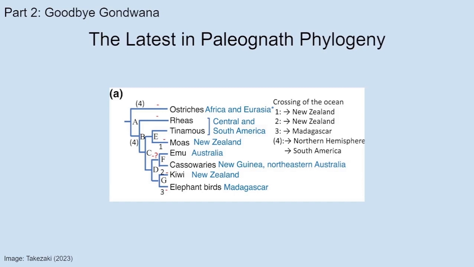And so some studies have suggested that the rheas are the next most distant to the rest. Other studies have suggested that the tinamou and moa group are the next most distant. This study favors the idea that rheas are the next most distant after the ostriches.